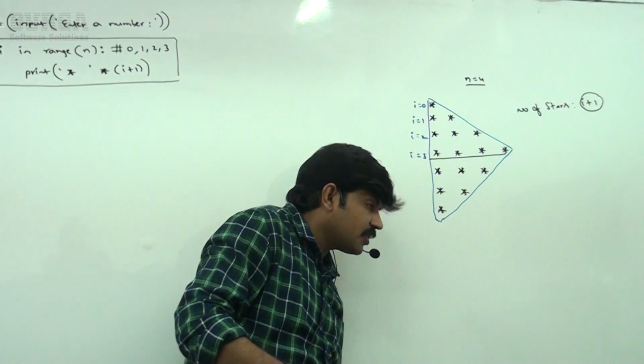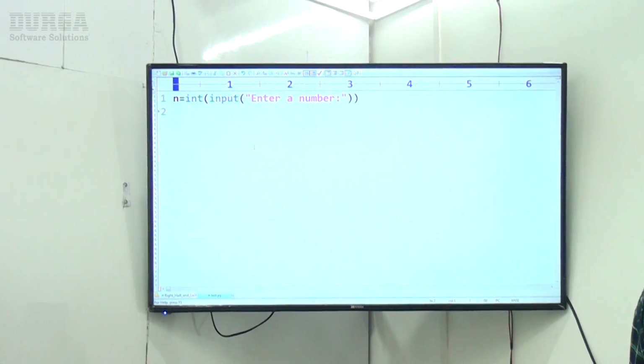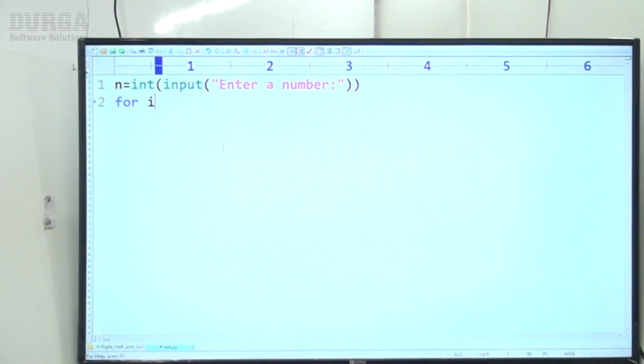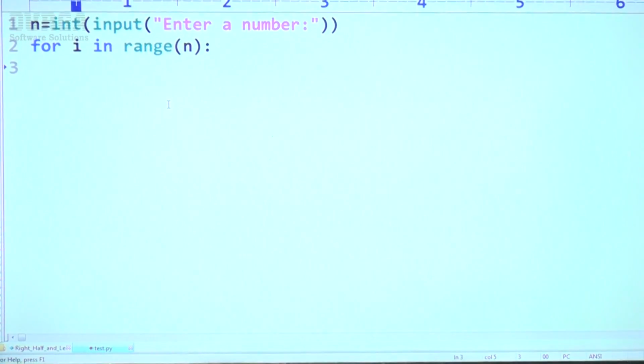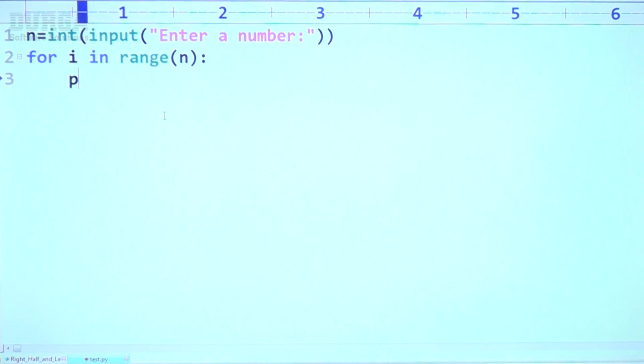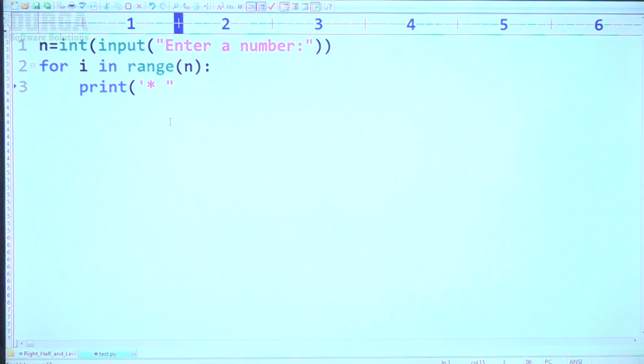Let me cross check this one, sir. Have a look once. n is equal to input, enter a number, for i in range of n, print star followed by space. How many times do we have to take this symbol, sir? i plus 1 number of times, right?